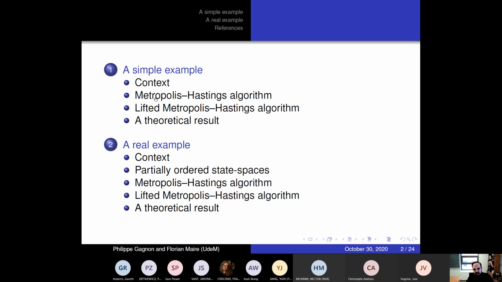So I will describe the context. I will recall what the Metropolis-Hastings algorithm, the MH algorithm, is. Probably you already know this, but anyway, I will go through it. Going through this will help me to define the lifted version, and I will present a remarkable theoretical result that is not from us, actually. It's from Christophe Andrieu and his co-author. And I will continue with the second part, which is more like our contribution.